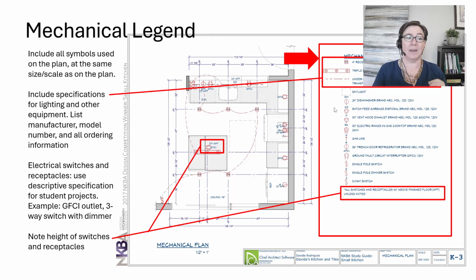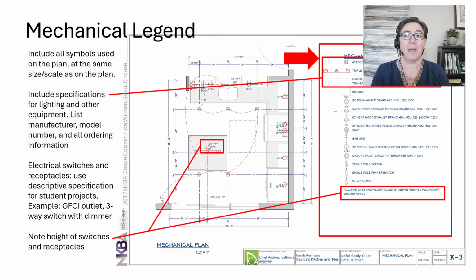Your mechanical legend is going to include specifications for lighting and other equipment. That other equipment might be some heating equipment if it's included in your project, or ventilation. For a bathroom, it's typically the bathroom vent fan.